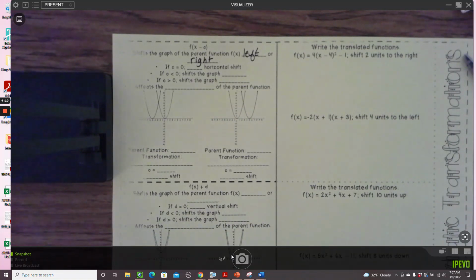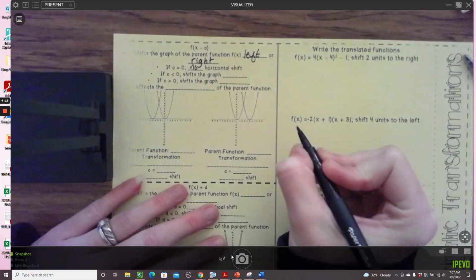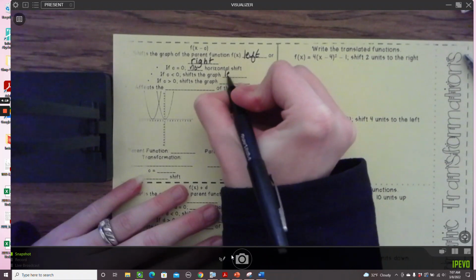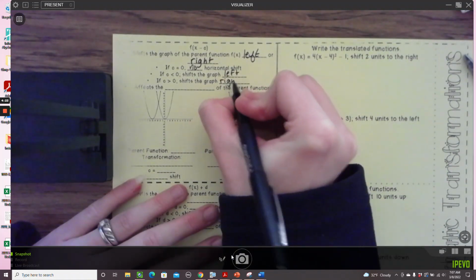All right, so if the c value equals 0, there is no horizontal shift. If c is less than 0, it shifts the graph left. And if c is greater than 0, it shifts the graph right.